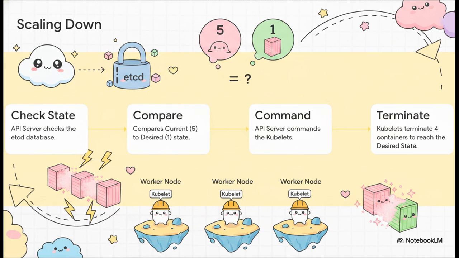Step 1. The API server checks the etcd database, which, remember, holds the ultimate truth of the system. Step 2. It realizes the current state is 5, but the new desired state is only 1. Step 3. It immediately sends a command to the kubelets on the worker nodes. Step 4. The kubelets gracefully terminate 4 of those containers. Now, the current state perfectly matches the desired state, and this automated reconciliation loop runs continuously. Even if a container crashes entirely on its own, the system will instantly recognize the mismatch and spin up a new one automatically to reach that desired state.